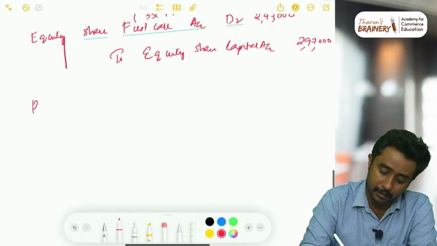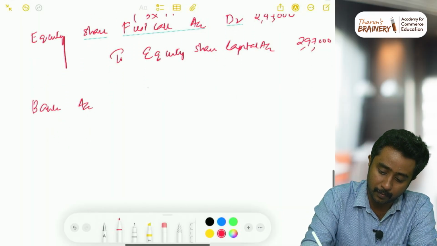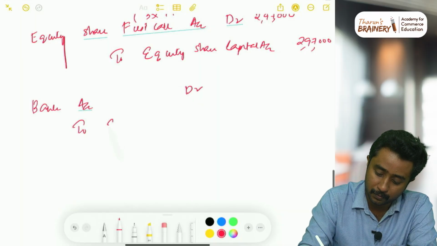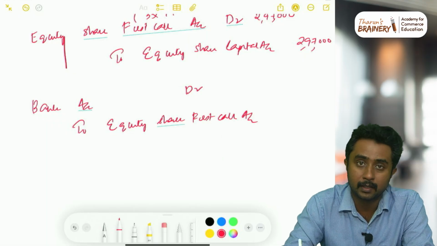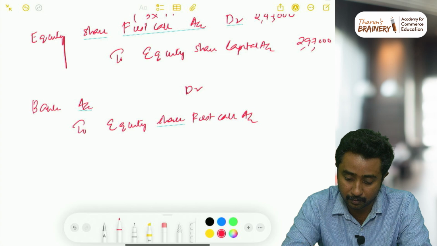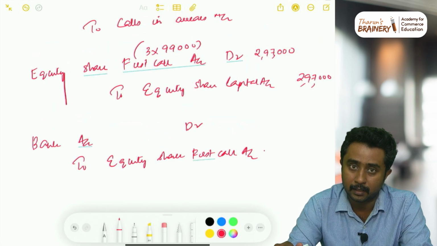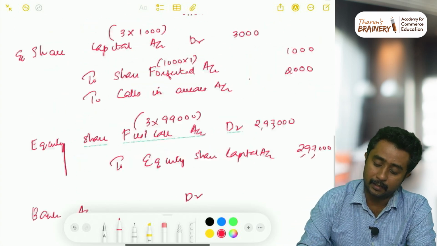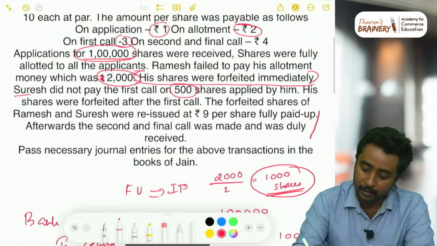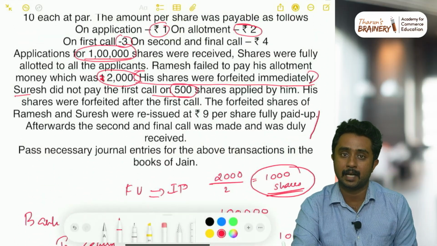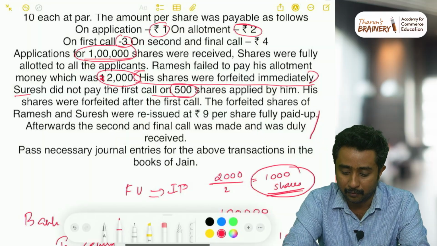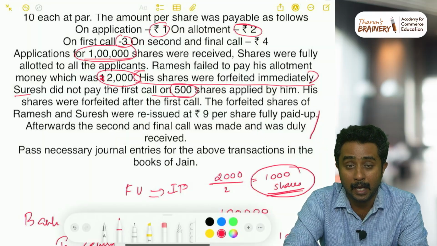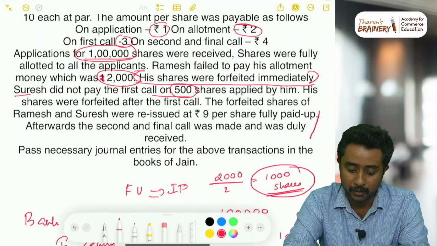Now we are going to receive the money, so we are recording it as bank account debit to equity share first call account. This is how much you have to write. In this 2,97,000, Suresh is not paying. Suresh did not pay the first call on 500 shares applied by him. They are just trying to confuse you by saying that 500 is the number of shares applied by him. Allotted shares may be different. You just see the question.